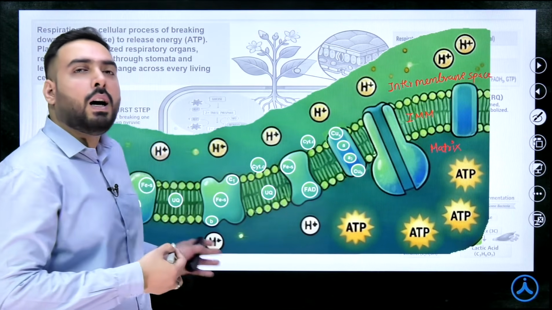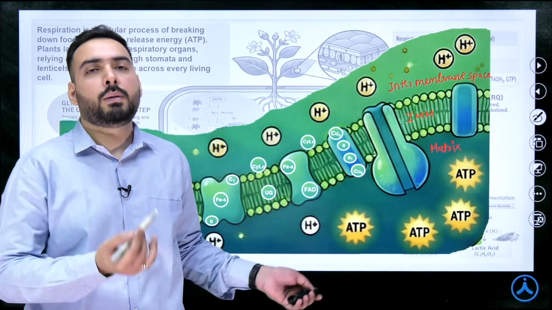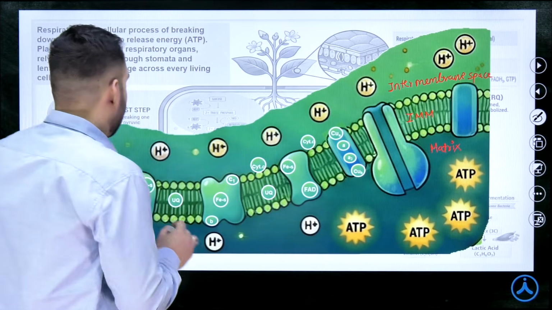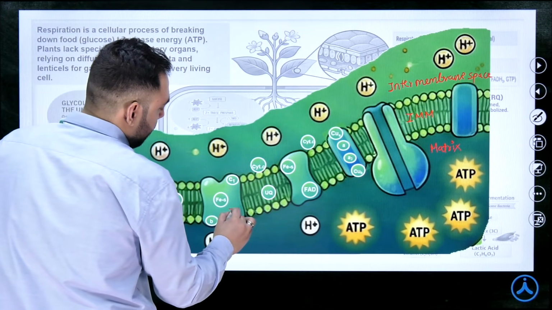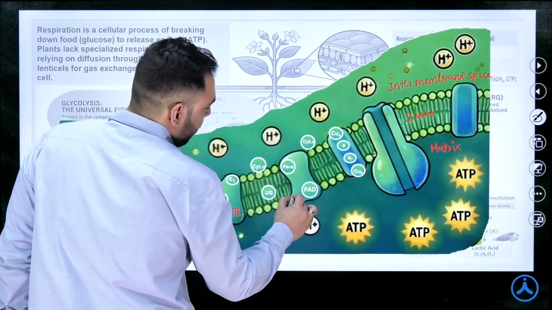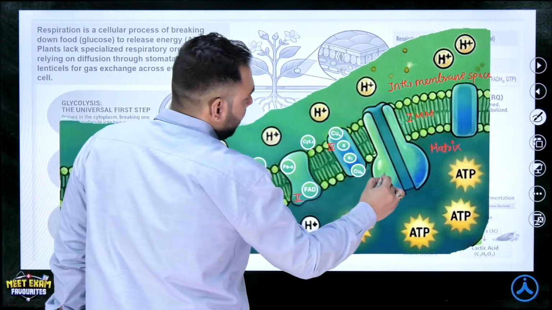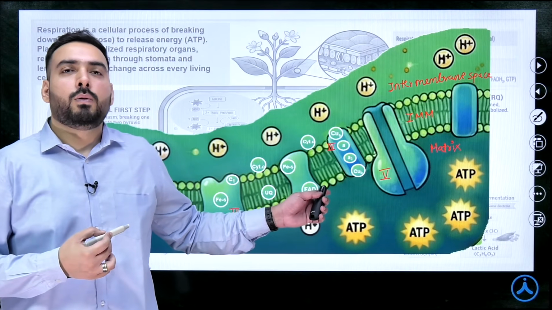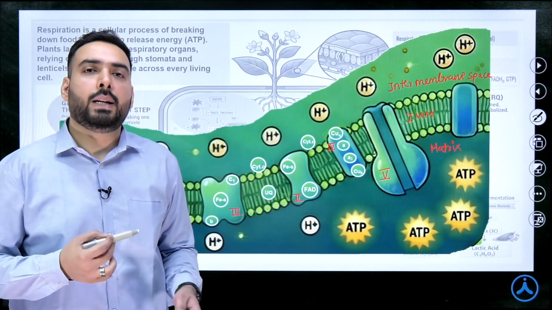These structures are the protein complexes present in the inner mitochondrial membrane for the purpose of electron transport system. There are 5 complexes: complex number 1, complex number 3, followed by complex number 2, then complex number 4, and ultimately complex number 5. Out of these, the first 4 complexes are used in electron transport, and the 5th complex is used in ATP synthesis.